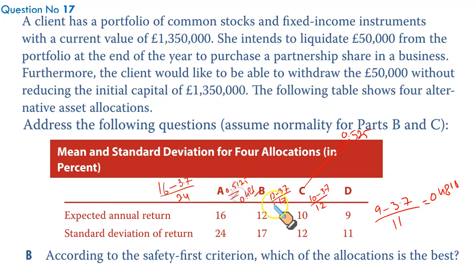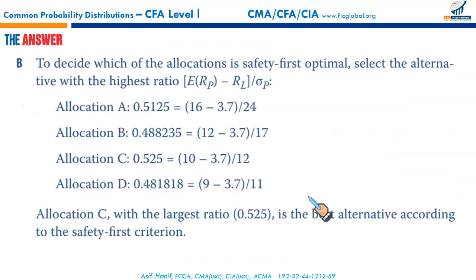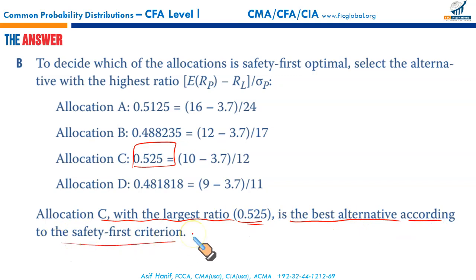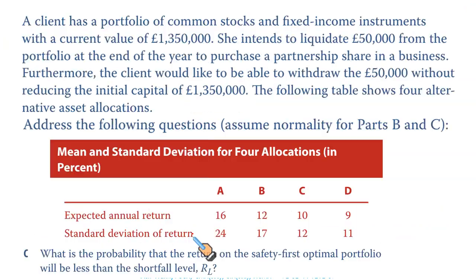It's 0.512, 0.488. I think A is giving you the highest one. A has 0.512, but C is 0.525. This is the highest. C is offering you the highest value, 0.525. Allocation C with the largest ratio, 0.525, is the best alternative according to the safety first criterion. Right? Okay, next.